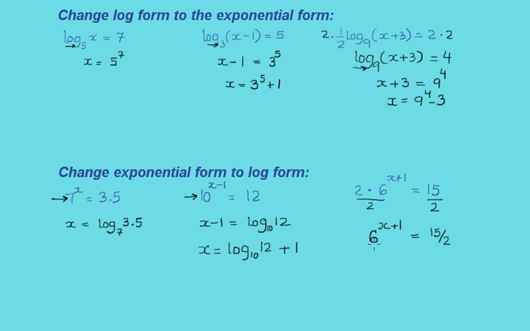Now I have to change it to log form. To change it to log form, just push the base to the other side. I get x plus 1 equal to log of 15 over 2, and the base is 6. You can leave it as it is, and depending on the question, if it has x isolated on one side, you can just subtract 1 from both sides. So this is together and then subtract 1. So that's all you have to do to change log to exponential and exponential to log.